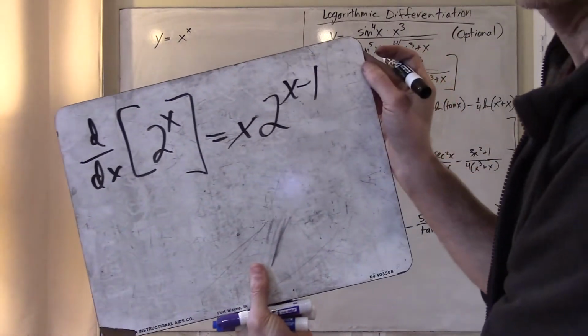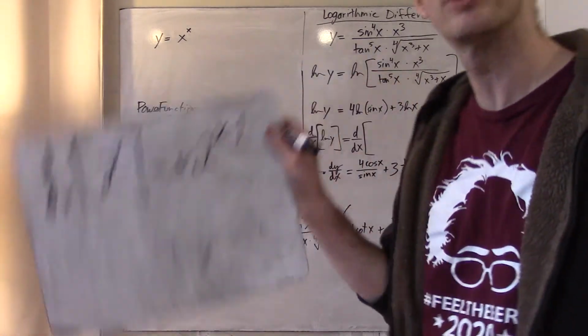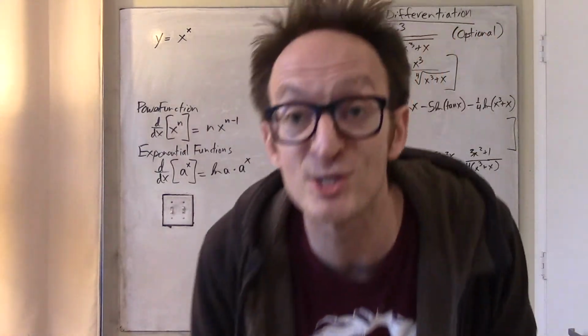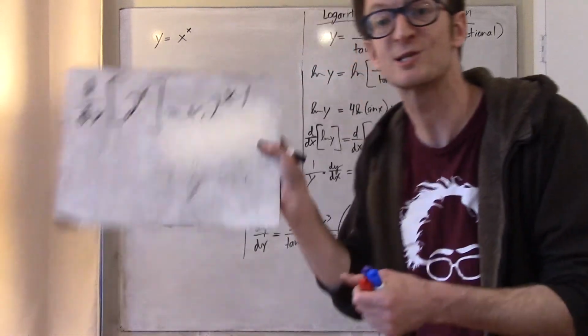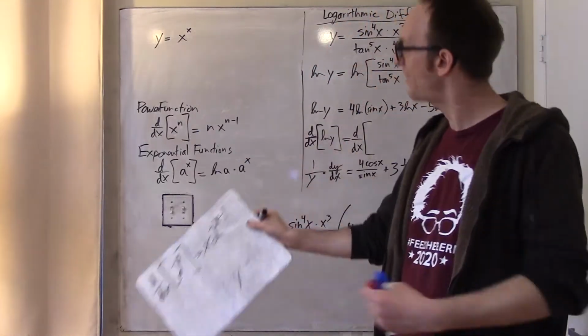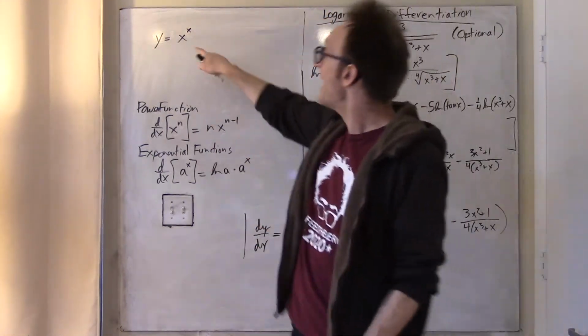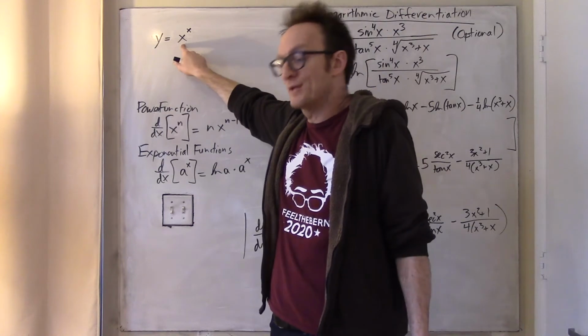And then what happens is the universe shrieks in horror. That is just completely not right. It's just wrong. That's just not true. Exponential functions are exponential functions, and power functions are power functions, and they're two very different things. X to the x is yet another different thing.